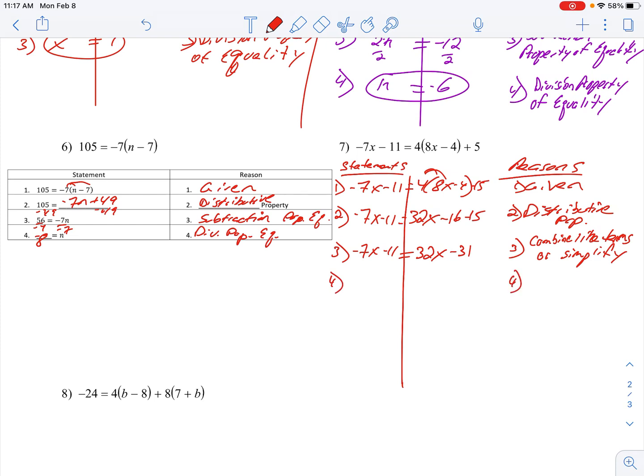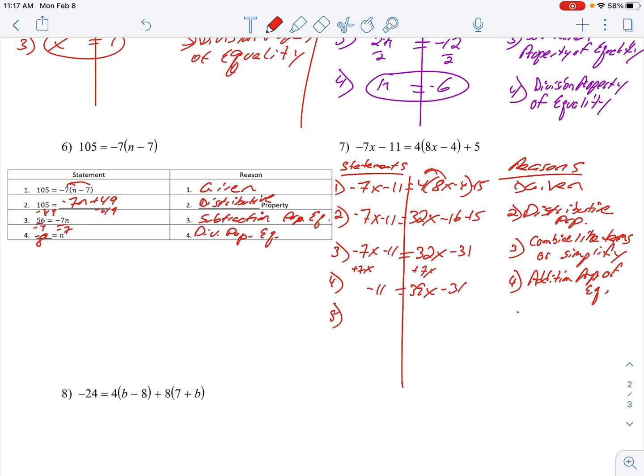Now on step 4, I've got x's on both sides. I need to move them to one side. I usually move the smaller variable, the smaller coefficient. In this case is negative 7. So I'm going to do the inverse of a minus 7. So I'm going to plus 7x to both sides. I get a negative 11. Right-hand side, 32 plus 7x gives me 39x, minus 31. And then from there, excuse me, that was the addition property of equality.